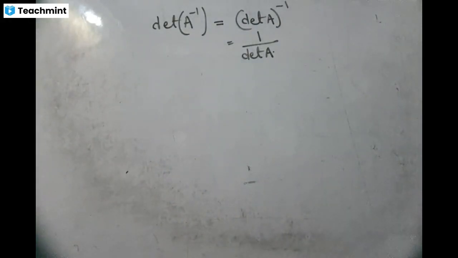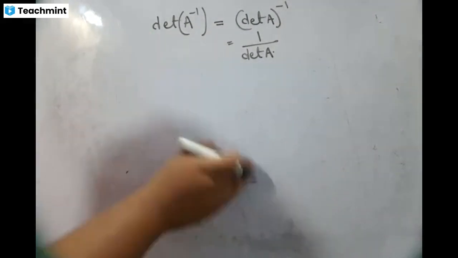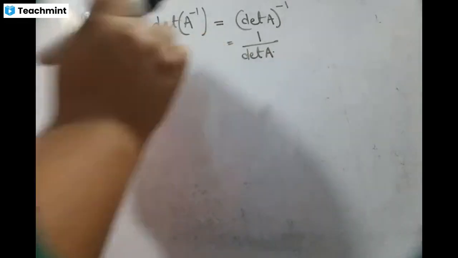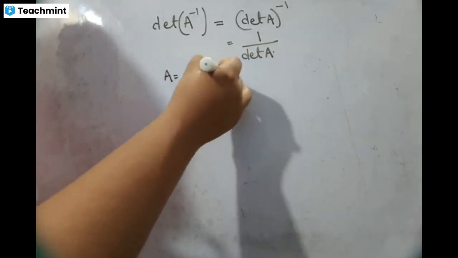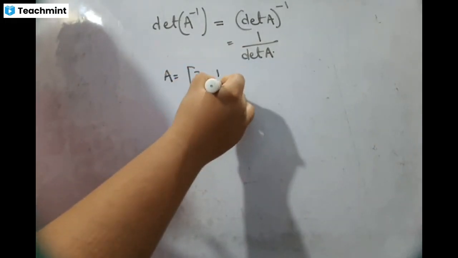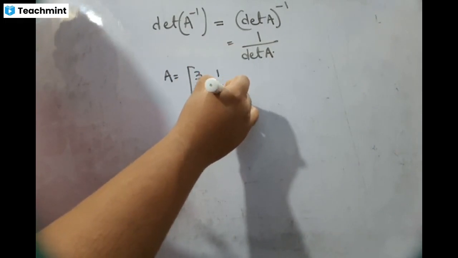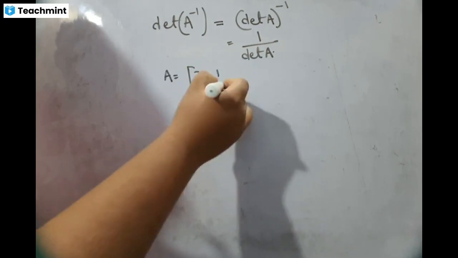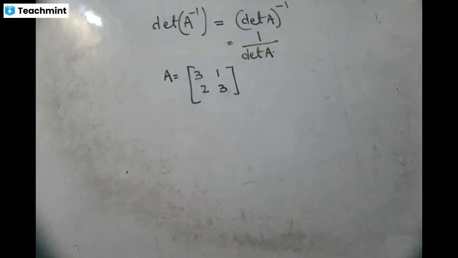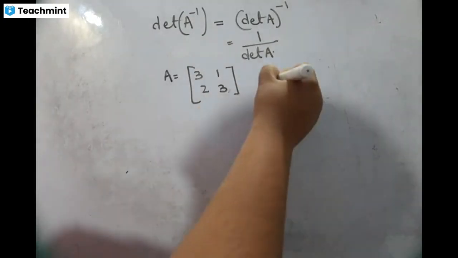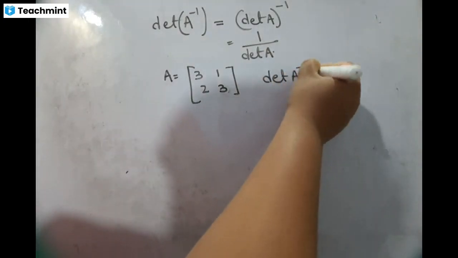But you don't expect such an easy question. What they will give you is a question for 2 marks based on this theory. They will give you a matrix. Let us say 3 1 2 3, and they will tell you to find the determinant of A inverse.